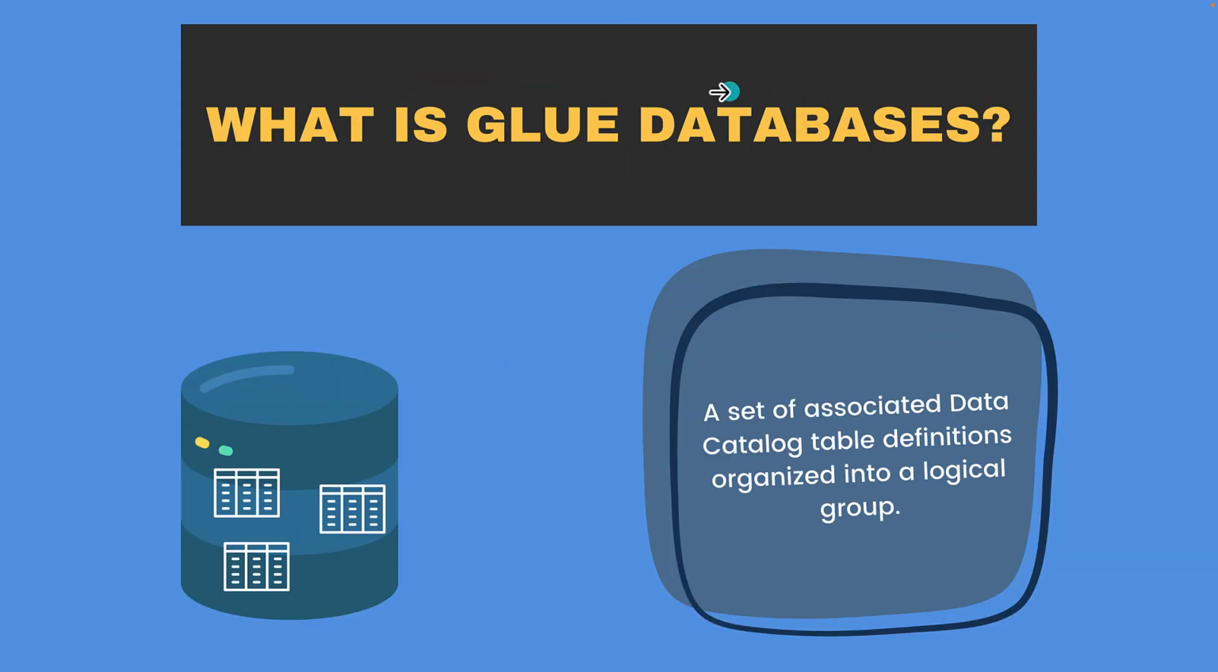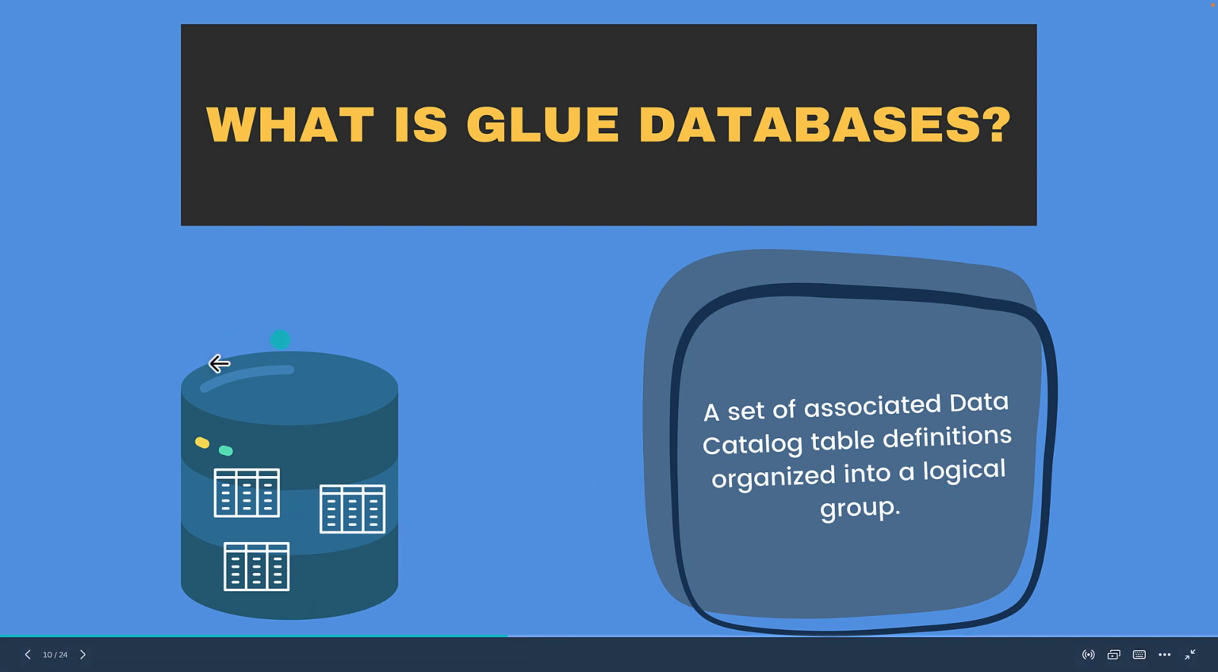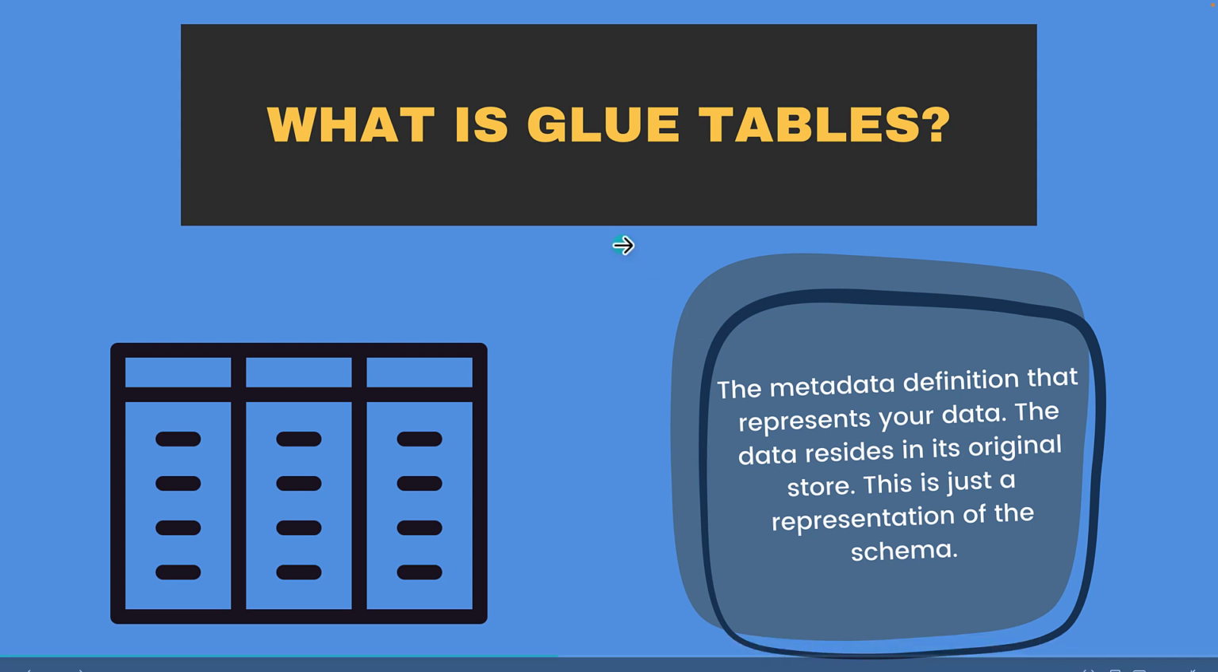AWS Glue databases. So we're going to create a database to hold our tables, and a database is just a set of associated data catalog table definitions organized into a logical group. So we're going to have 3 tables, and they're going to sit inside one database. So we have a database, and then we'll have 3 tables: customers, orders, and employees eventually when we go through this entire tutorial. So what's a table?